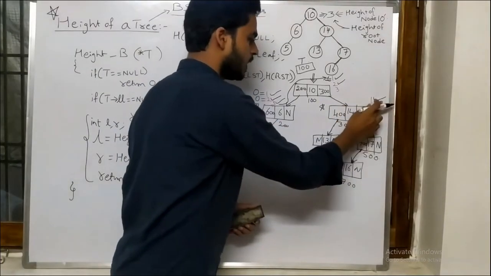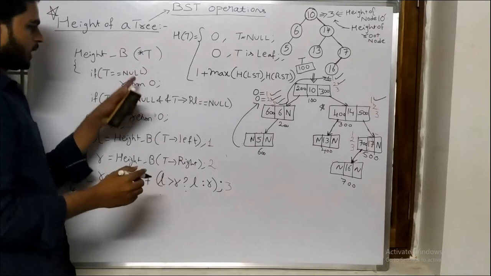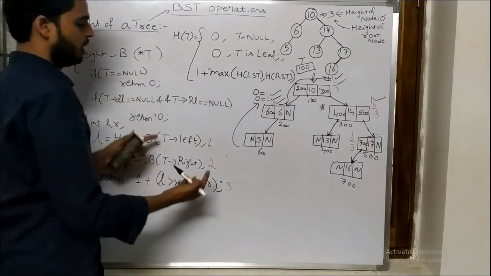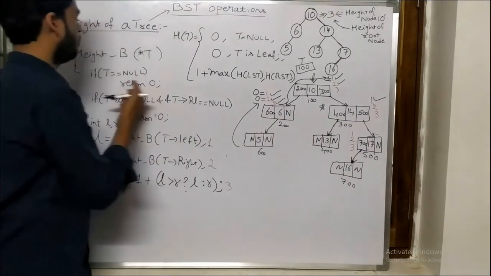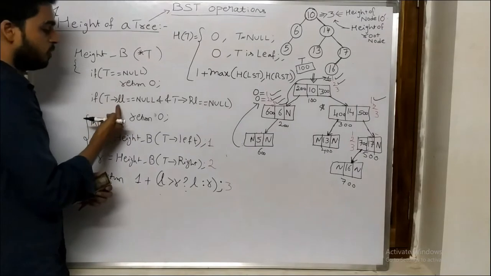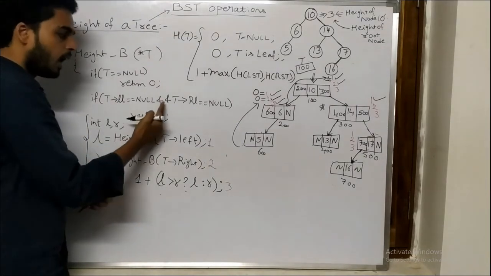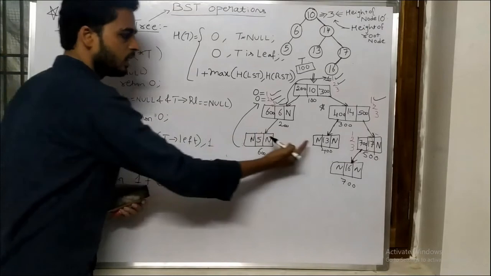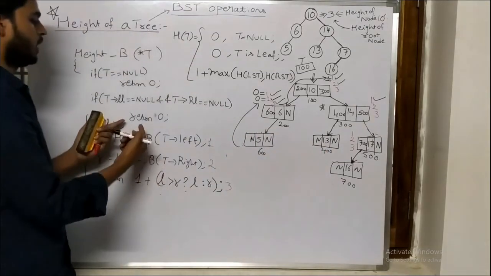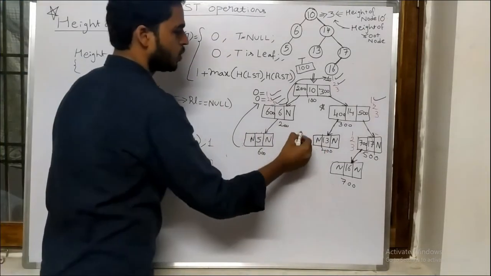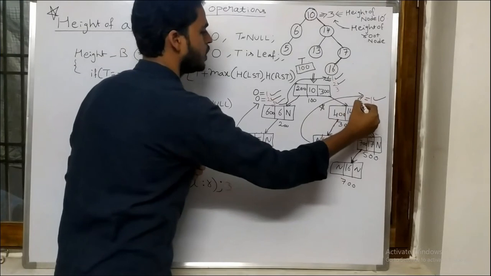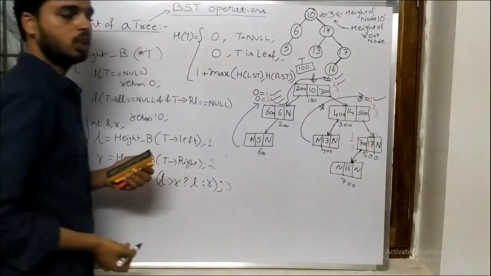When it is going to execute the first statement, what is the first statement? T tends to left, that is 400. 400 is not null. 400 tends to left link is null, and 400 tends to right link is null, meaning that it is a leaf node. Then what is it going to return? It is going to return 0 to this particular location.